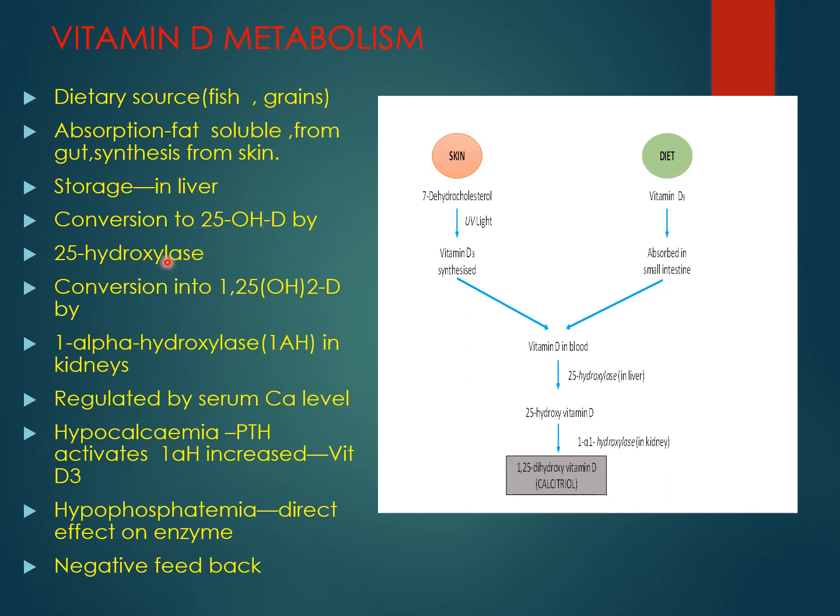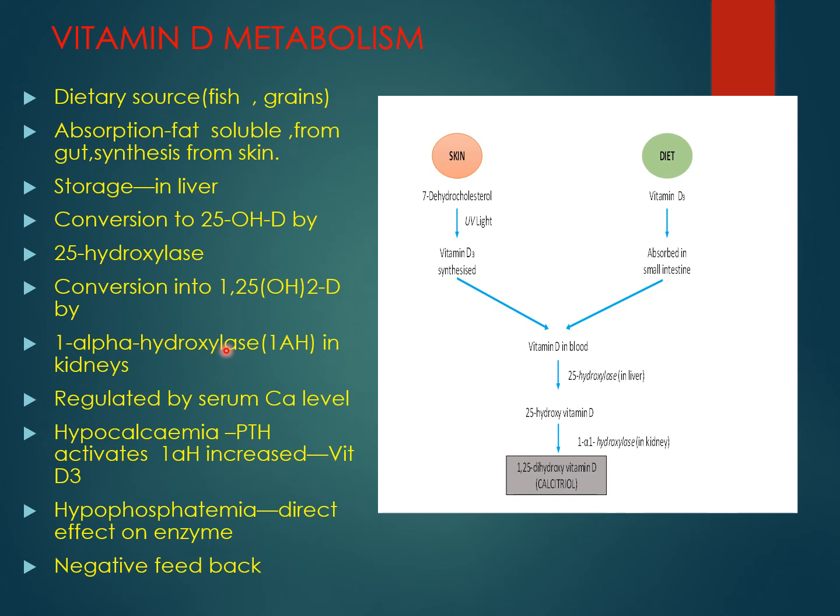by an enzyme known as 25-hydroxylase. Then in the kidney there is conversion into the most active form, called 1,25-dihydroxy vitamin D. This is done by an enzyme known as 1-alpha-hydroxylase.